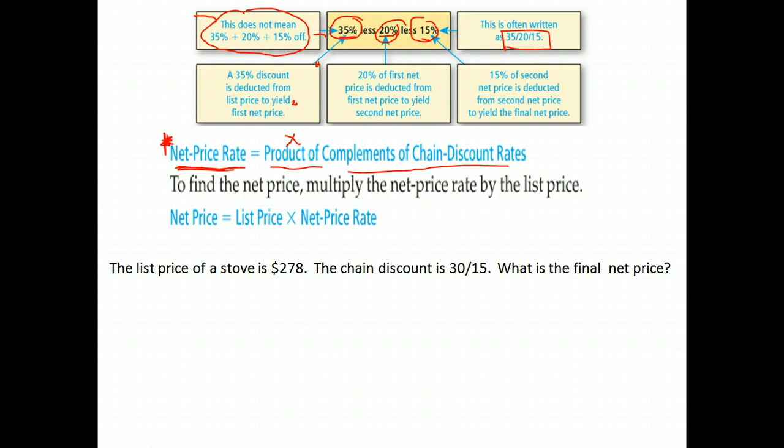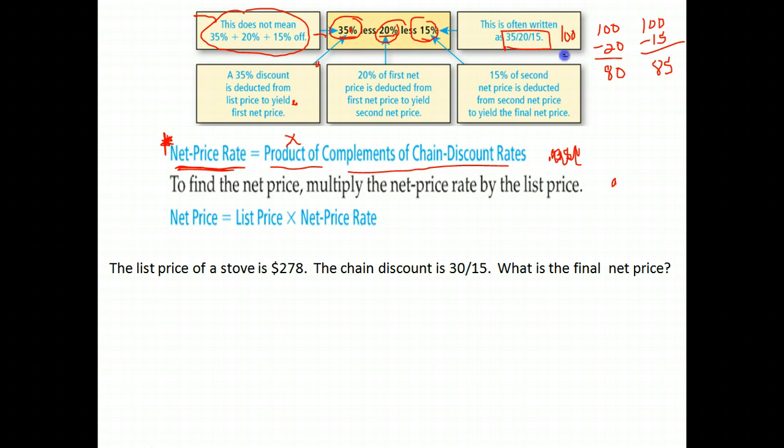So in this case, if we wanted to find our net price rate, and it was 35%, 20%, and 15%, we take the complements of those. So the complement of 15%, okay, so if you get 15% off, what are you paying? That's what we mean by complement, is the amount you're paying instead of the amount you get off. So that's 85%. Our 20% off, if you get 20% off, what percent are you paying? 80%. And if you get 35% off, what percent are you paying?